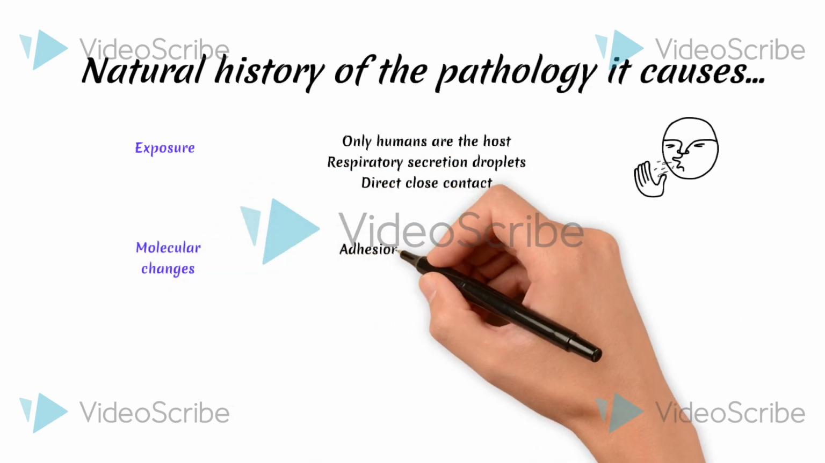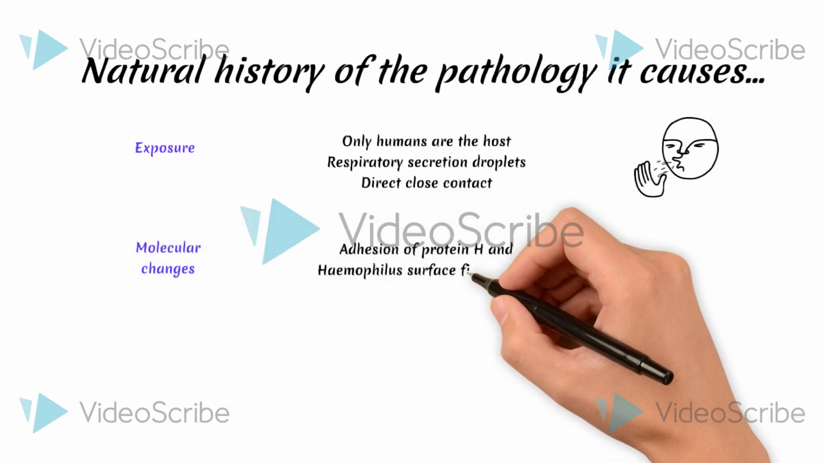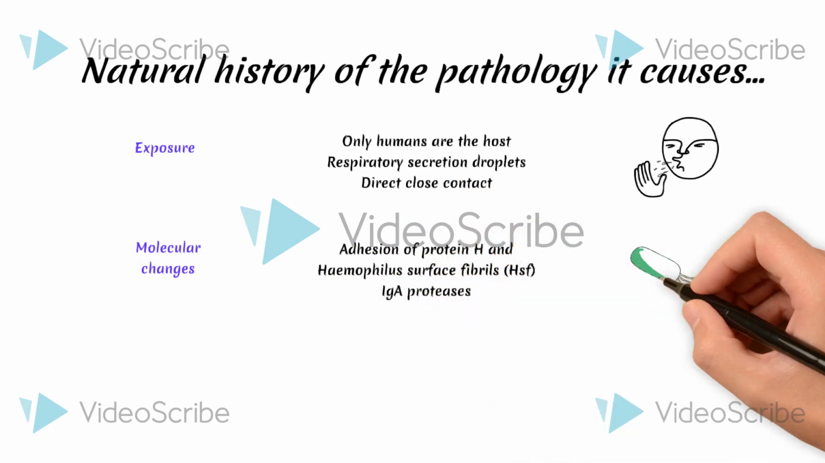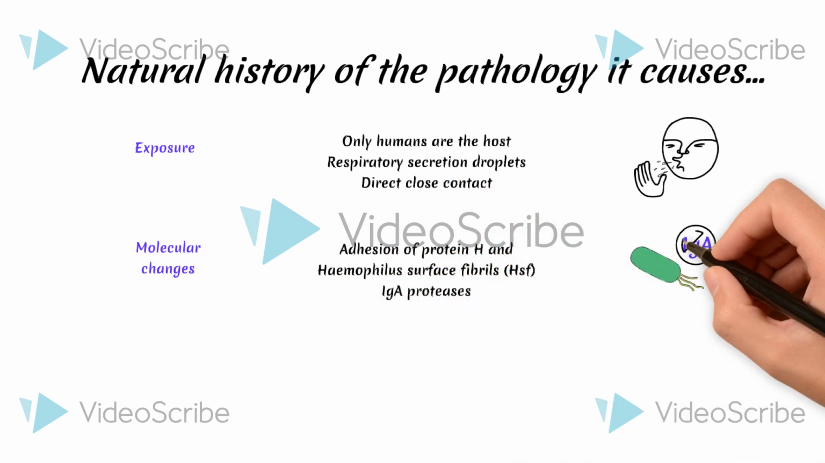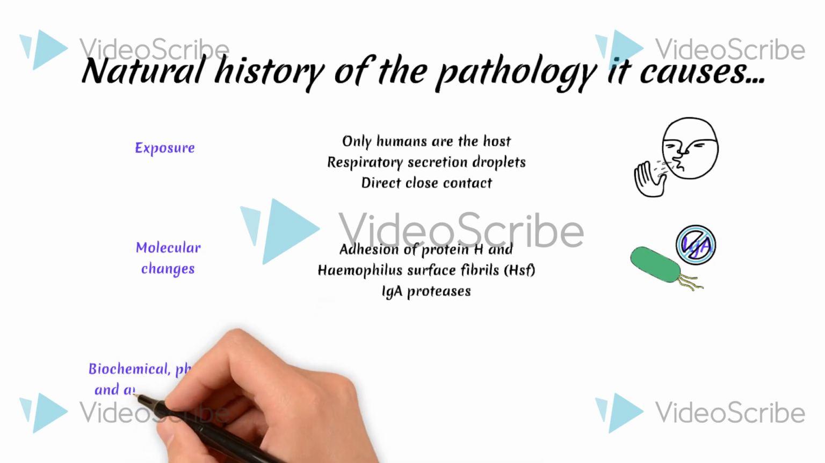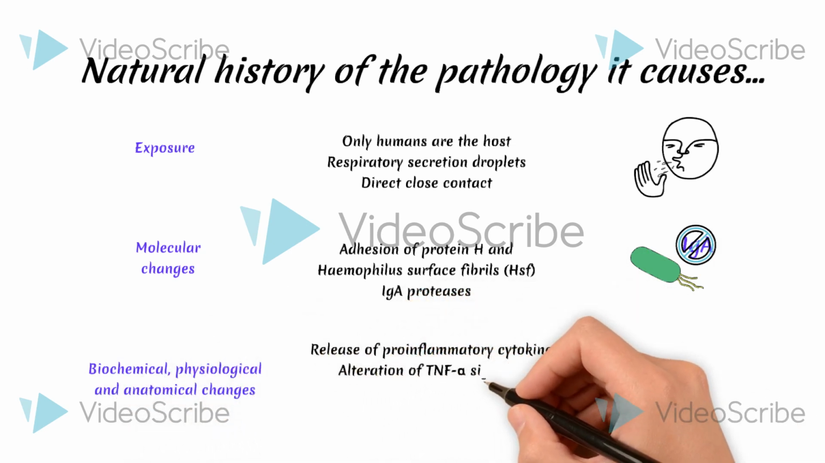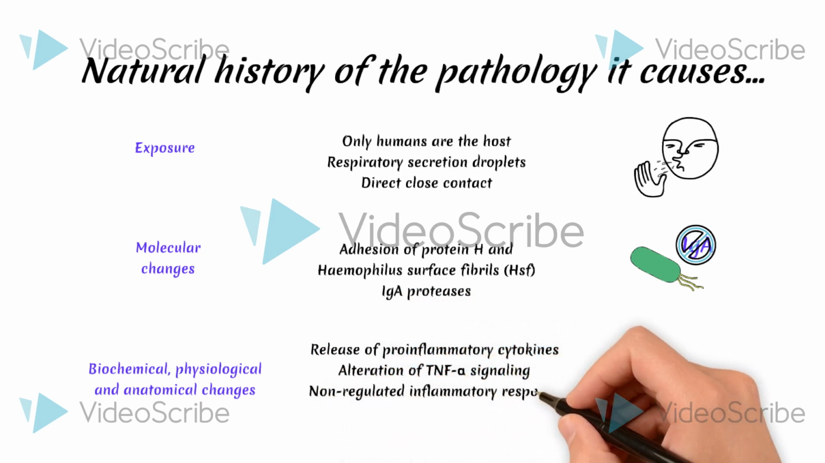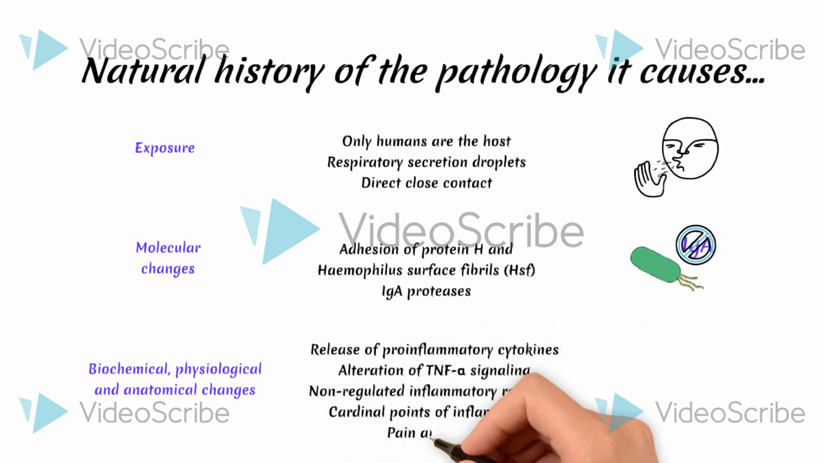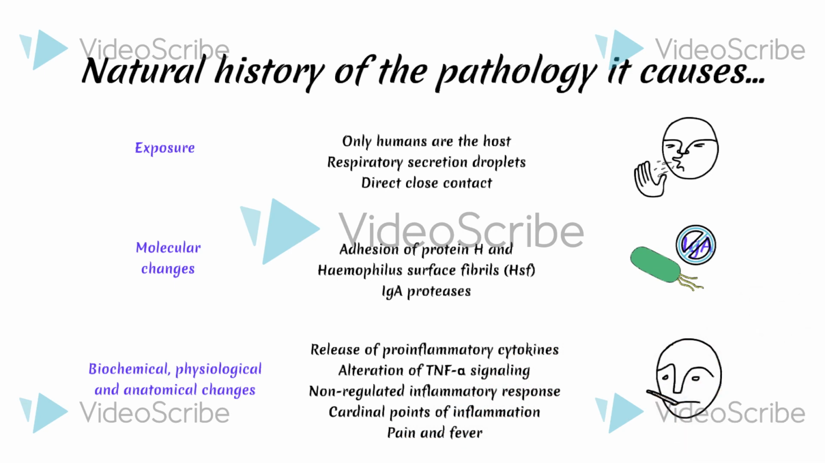The molecular changes are adherence of Haemophilus influenzae to host cells by protein H and Haemophilus surface fibrils, and IgA proteases that destroy IgA in mucous membranes. The biochemical, physiological, and anatomical changes include the production of pro-inflammatory cytokines and alteration of tumor necrosis factor alpha signaling that causes an unregulated inflammatory response that presents as cardinal signs of inflammation: pain and fever.